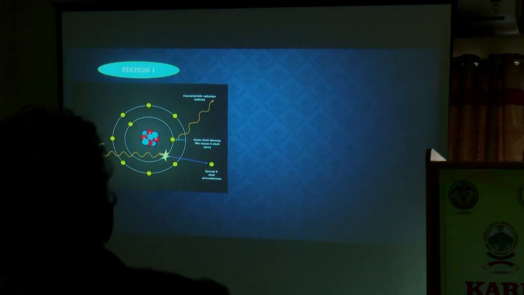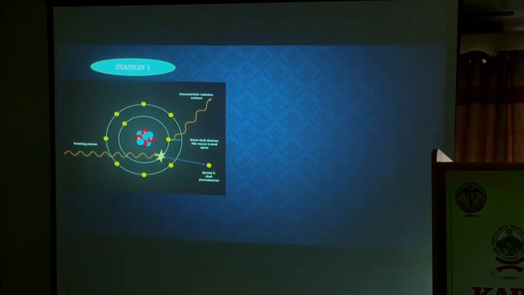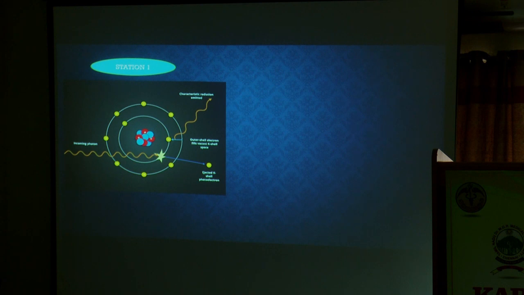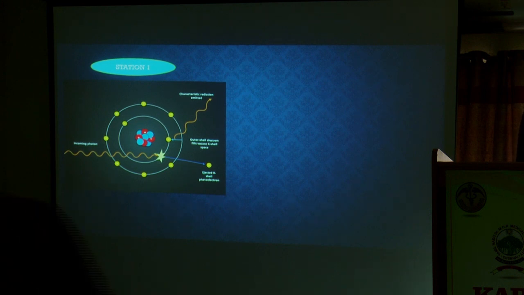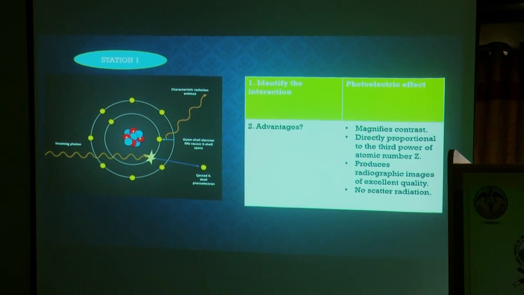First, identify the effect. The photon is interacting with the inner shell or the outer shell? Inner shell. What are the basic interactions of X-rays with matter? Photoelectric effect and Compton scatter are the most important ones. So it is inner shell, so the interaction here is the photoelectric effect.